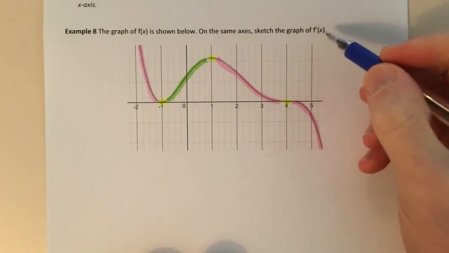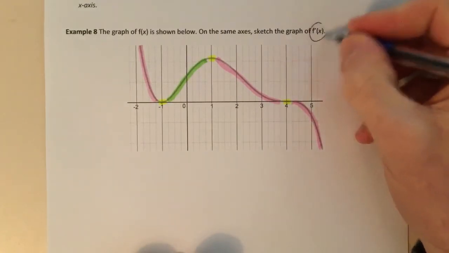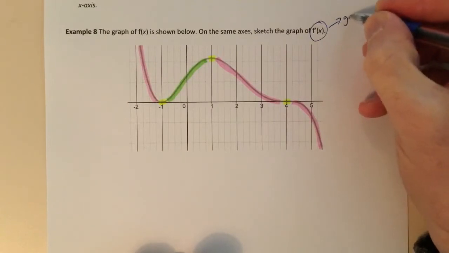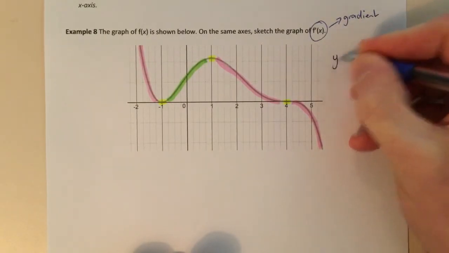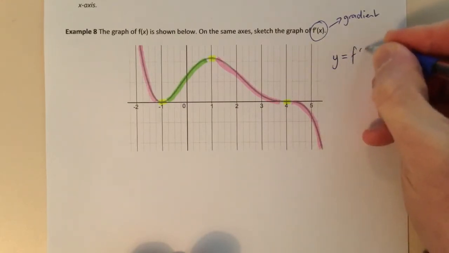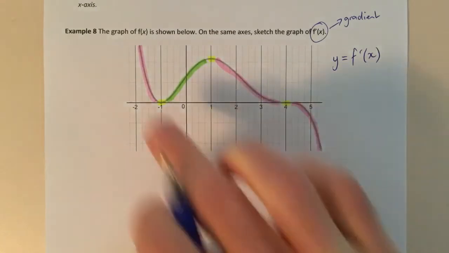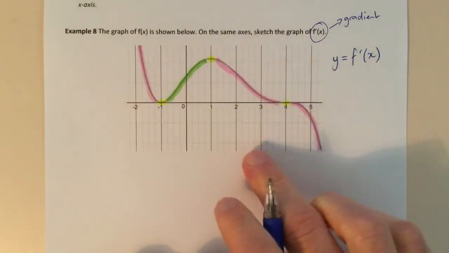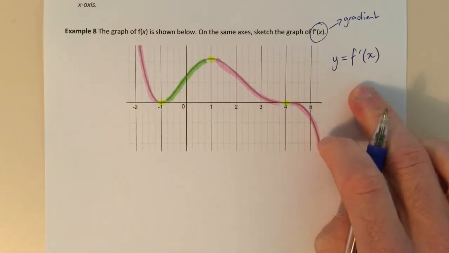Now, when we sketch the graph of f dash of x, we know that f dash of x is really the gradient, it's the rule for the gradient. But we're now thinking of the y-axis as being f dash of x. So when we think about how all of these sections are going to translate to a new graph of f dash of x, we're thinking about the y-axis as representing the values of the gradient.